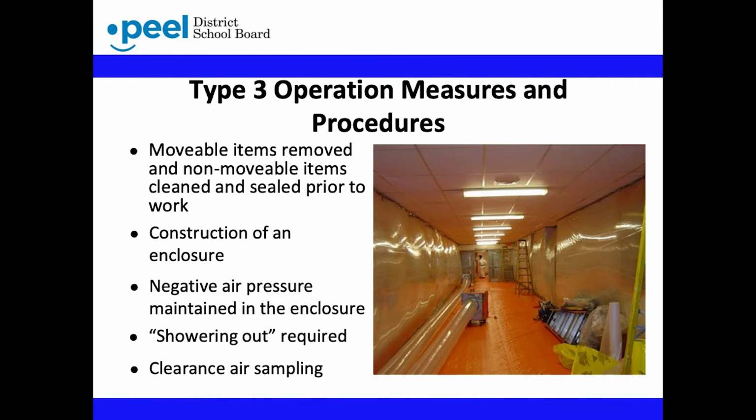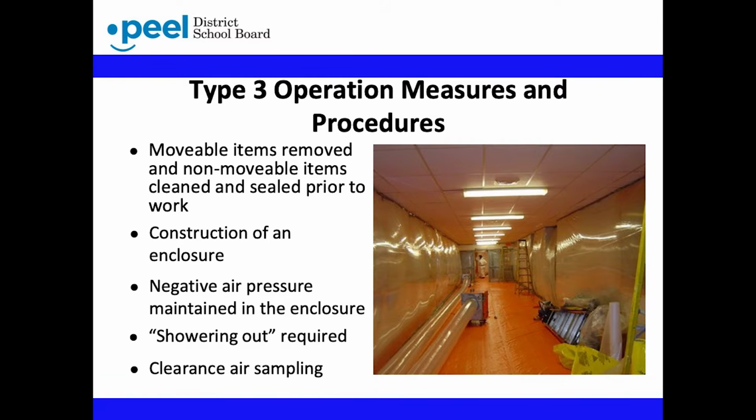Type 3 operations include the same requirements as the Type 2 operations, such as signage, appropriate PPE, waste containers, and disabling the ventilation system, but also require additional strict control measures. All movable items such as furniture, window coverings, etc. must be removed, and items that cannot be removed must be cleaned, covered, and sealed prior to work being done. Temporary walls may be constructed to seal off the work area from the remaining workplace. Walls and floors must be covered with durable polyethylene with overlapping and taped seams. Negative air pressure is maintained within the enclosure.